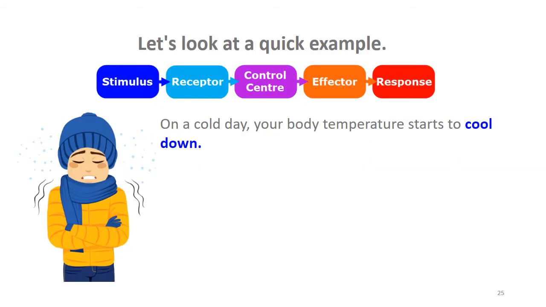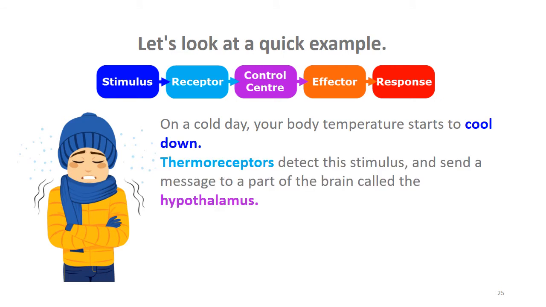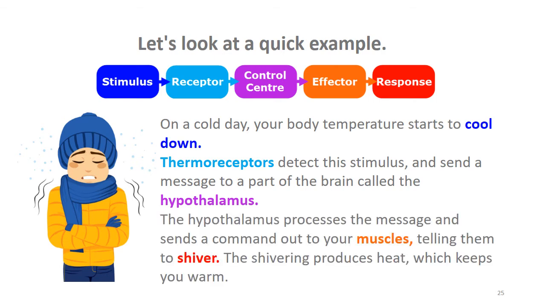Let's look at a quick example of the stimulus response model. On a cold day, your body temperature starts to cool down. Thermoreceptors detect this stimulus and send a message to the part of the brain called the hypothalamus. The hypothalamus processes the message and sends a command out to your muscles, telling them to shiver. The shivering process produces heat, which keeps you warm. It always amazes me that the human body is so clever at solving problems and maintaining homeostasis.